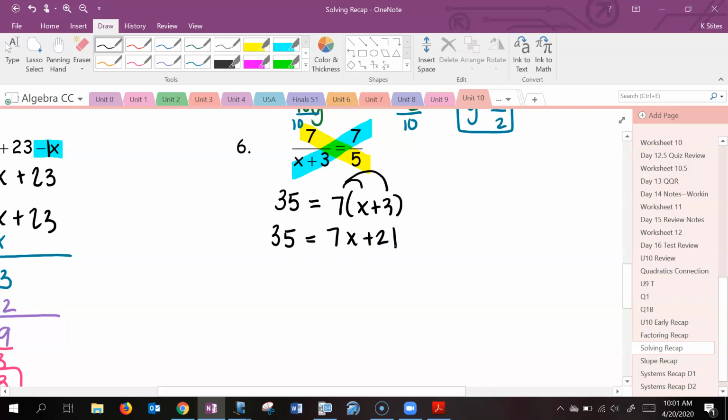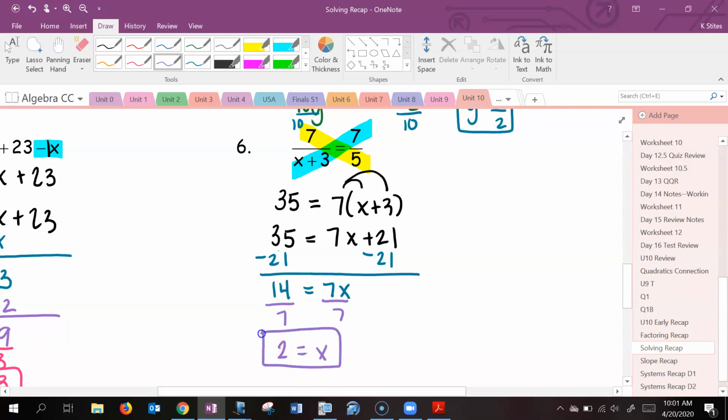Okay, and then notice you only have one variable. So we don't need to get variables together because there's only one. So we're moving things away from x. Don't move your 35. Your 35 is already away from the x. We'll subtract our 21 instead. 35 minus 21 is 14. And then we'll just divide by our 7. 14 divided by 7 is 2. Okay, and there's your answer.